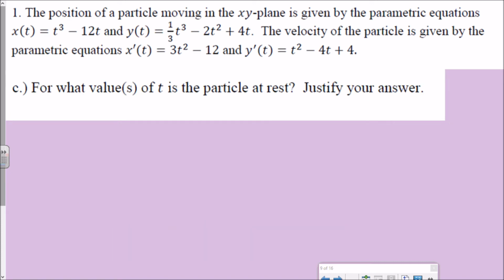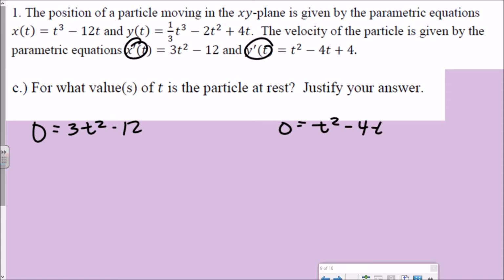All right, this says for what values of t is the particle at rest. So in order for the particle to be at rest, your velocities have to be 0. So I'm going to set both of my velocities equal to 0. Again, these are my velocities. They both need to be 0. Okay, and then I'm going to solve for them to be 0. Notice you can't use a calculator on this one, so we're just going to have to do it the old-fashioned way, factoring.